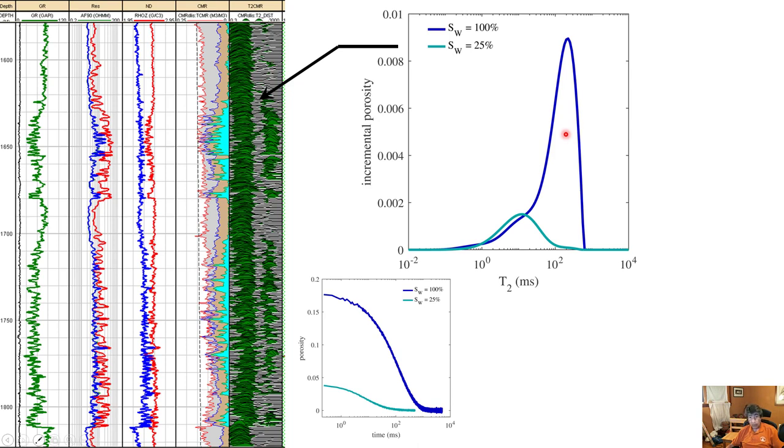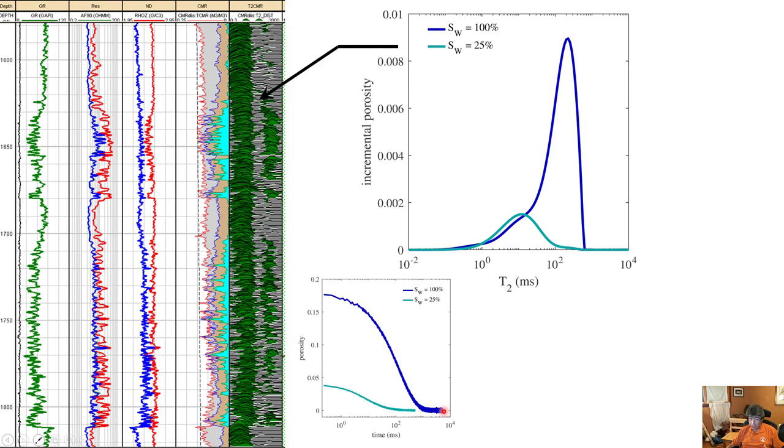Where do they come from? The x-axis of those plots is what we call transverse relaxation time, and the vertical axis is what we call incremental porosity. Where do they come from? They come from the fact that we have proton magnetization. Protons are made to diffuse in the medium, and when they have restricted diffusion, it so happens that the time of relaxation will depend, in this example, on two things: the type of fluid and the dominant pore size.